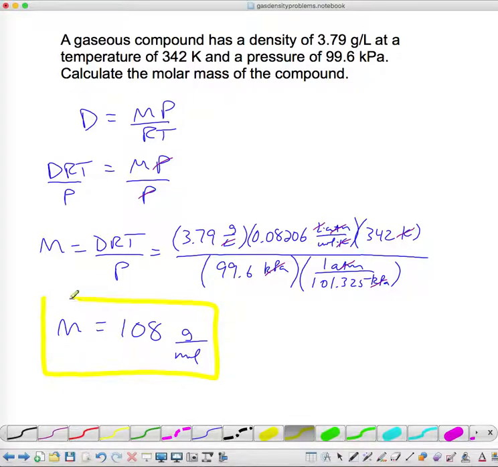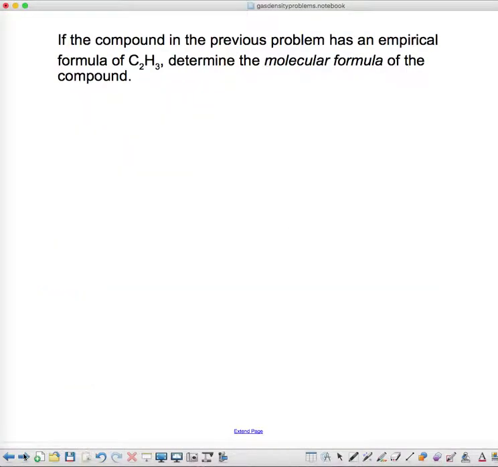Now, one of the coolest applications is this. You may recall that when you calculate the empirical formula of a compound, if you want to go from the empirical formula to the molecular formula, the added piece of information you need is the molar mass. Well, guess what? You just calculated the molar mass of this compound, so I can further ask, if the compound in the previous problem has an empirical formula of C2H3, determine the molecular formula of the compound.